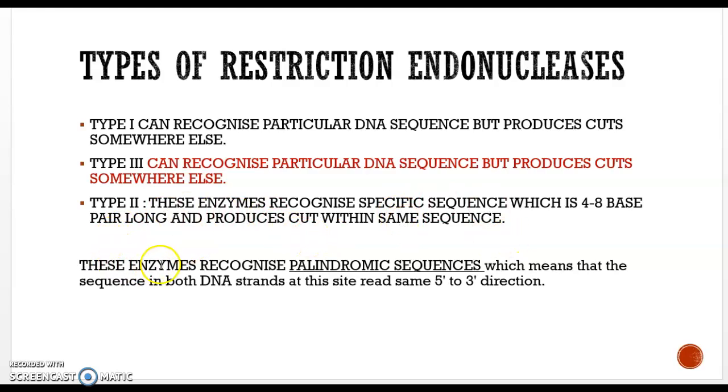Such enzymes recognize palindromic sequences. Palindromic sequences means the sequences are the same but in opposite direction, which means that the sequence in both DNA strands at this site reads the same in the 5' to 3' direction.